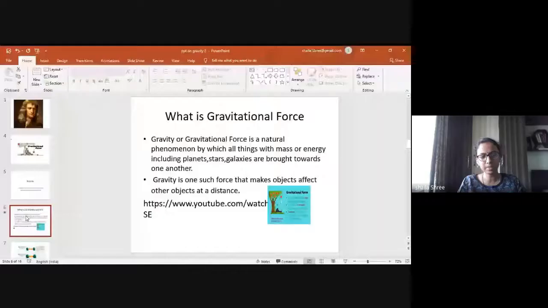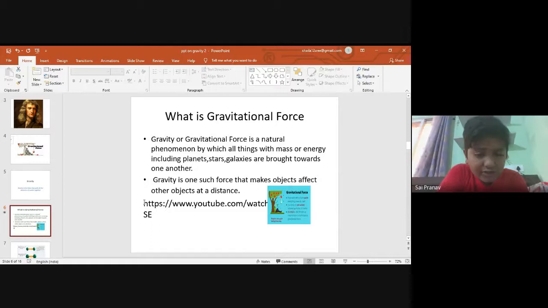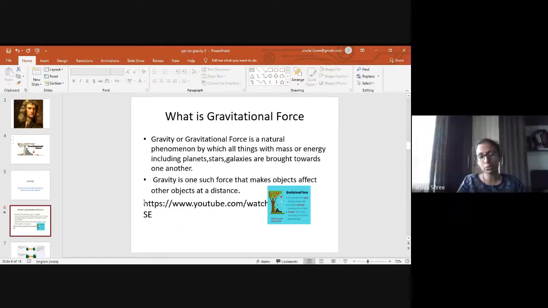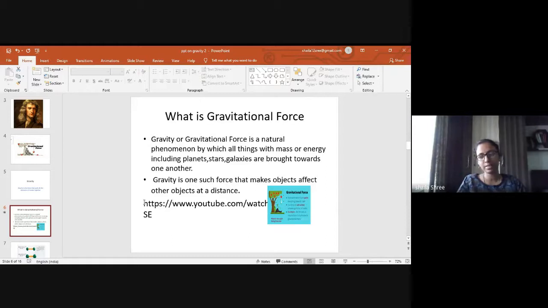Now, Sai, will you please read? There are a few definitions for gravitational force. Gravitational force. Gravity or gravitational force is a natural phenomenon by which all things with mass or energy, including planets, stars, galaxies, are brought towards one another. Okay. Please continue.